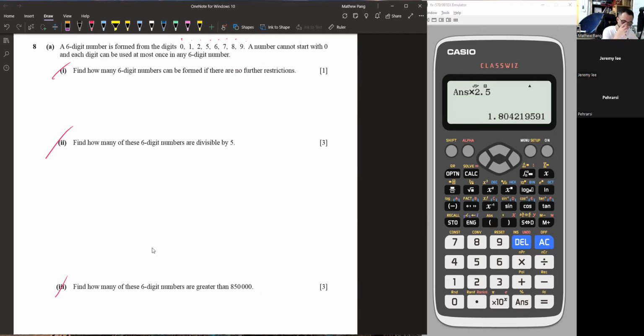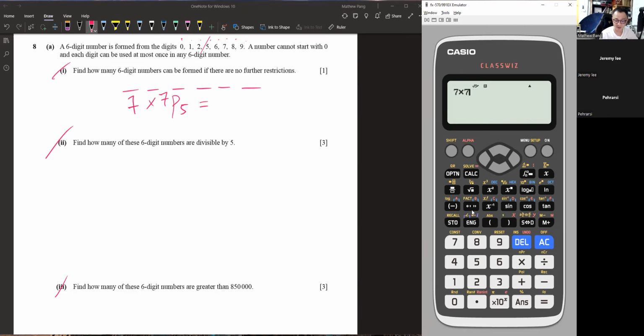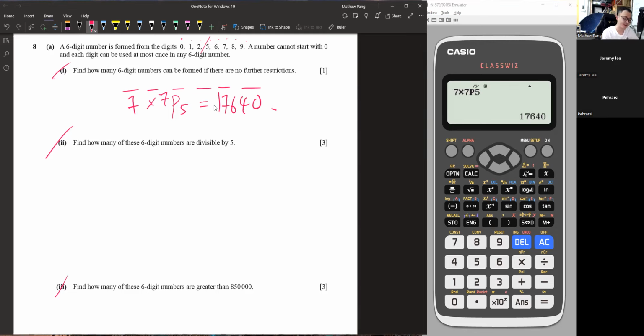So that means the first, I have 6 digits, right? 1, 2, 3, 4, 5, 6. The first digit I can only use any of the 7 numbers but no 0. So I have 7 choices here. Then here, I still have another 5 more places. After I use one of the numbers, I still have another 7 numbers, right? So 7 numbers, I'm going to choose 5 to arrange. I multiply them, 7 times 7P5. So I get 17640.